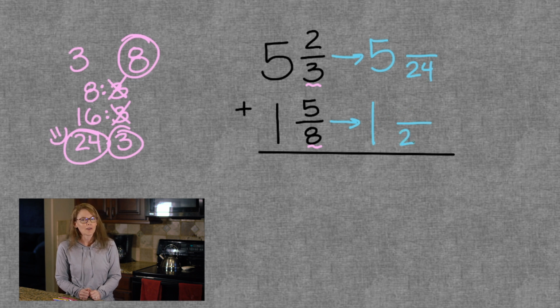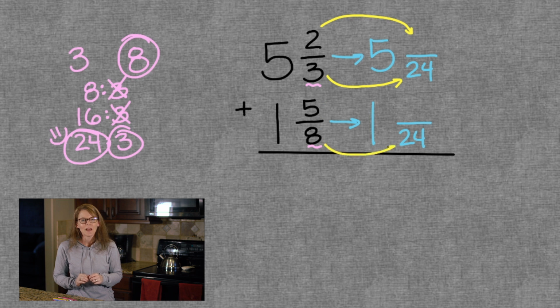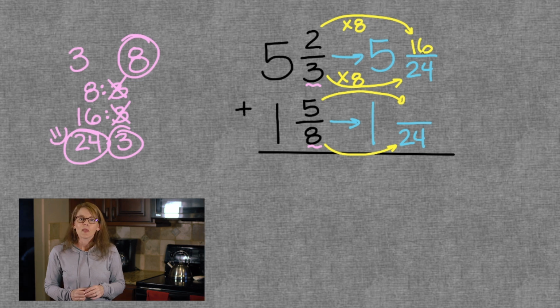I'm going to get another color for the next step. It's rainbow time. We'll figure out how each bottom number turns into 24, and we'll be sure to multiply the top by that. Starting with the 2/3, 3 times what equals 24? 8. So we put the times 8 on our rainbows and multiply the top. 2 times 8 equals 16, which goes right on top. For the bottom fraction, 8 times what equals 24? 3. So we mark times 3 on our rainbows and figure that 5 times 3 equals 15.